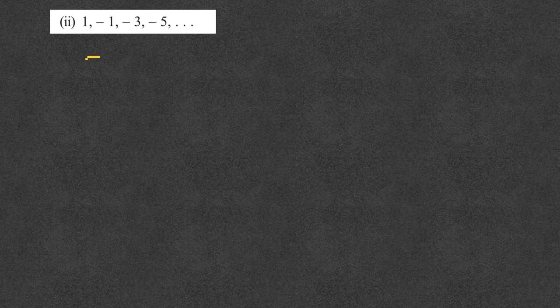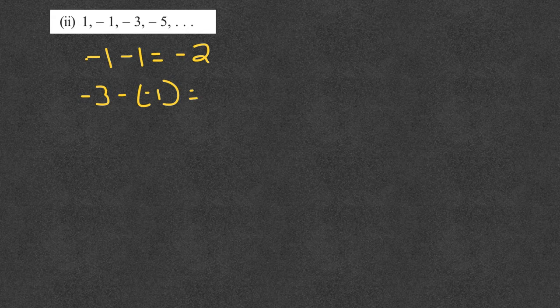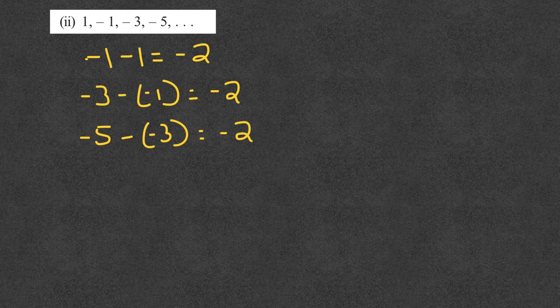Minus 1 minus 1 is minus 2. Minus 3 minus 1 is going to be minus 2. Minus 5 minus 3 is again minus 2. So, the common difference is the same throughout, minus 2. So, this is an arithmetic progression.